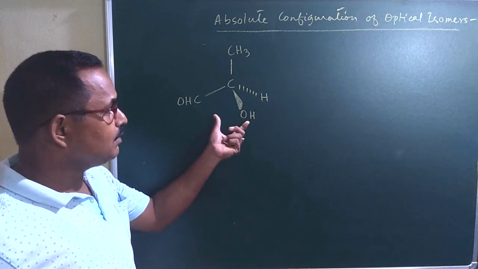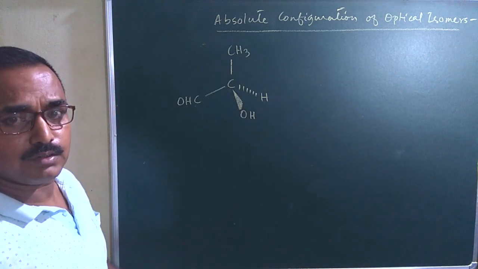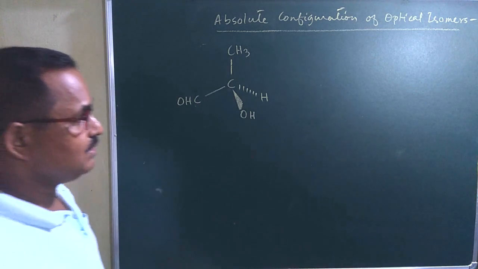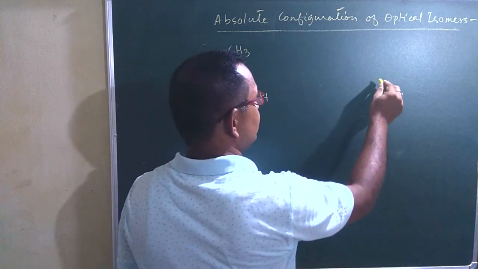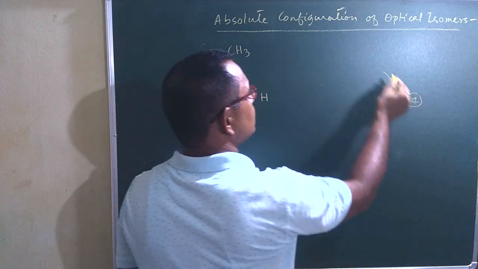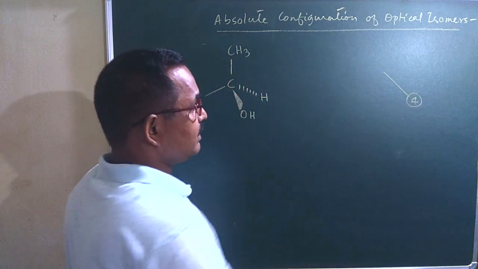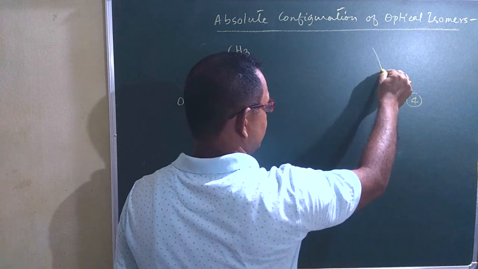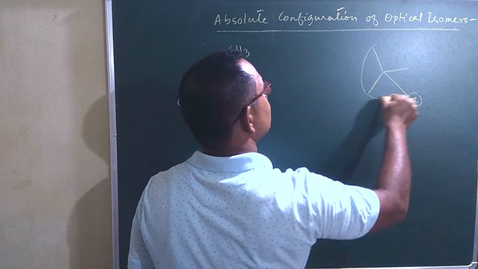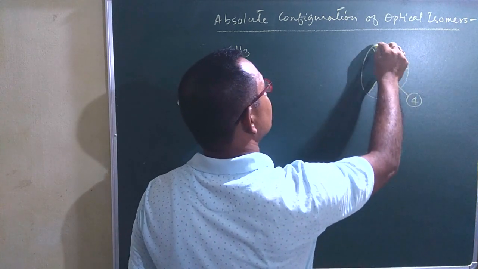If you are to denote the absolute configuration of this compound, this structure, how will you proceed? You see, there is a simple way. You are to view the molecule from the direction opposite to the lowest priority group. From the direction opposite to the lowest priority group. Okay?